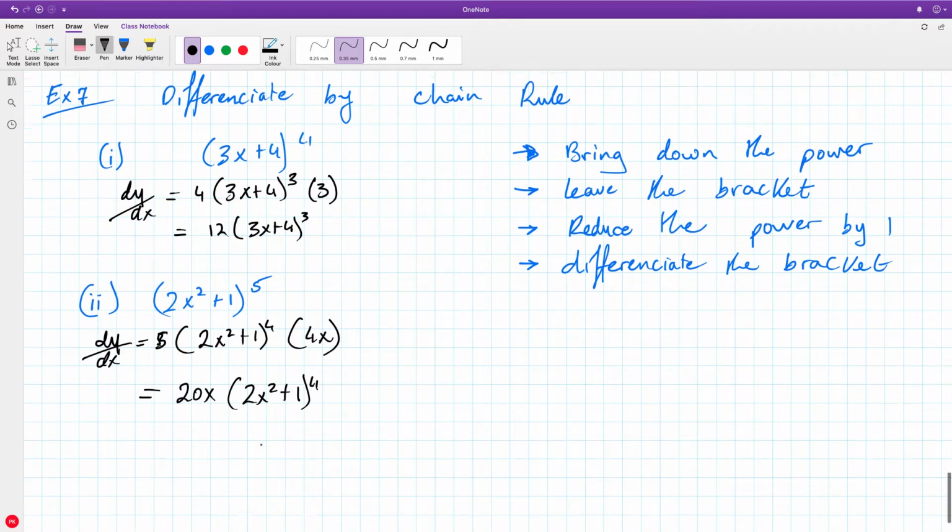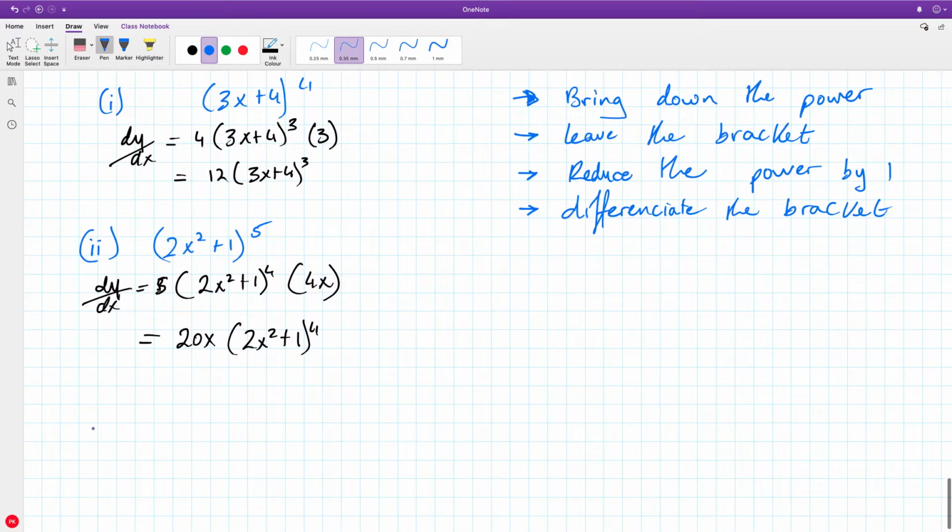Right, I'll go with this one. Differentiate that for me. Hint is it's chain rule.